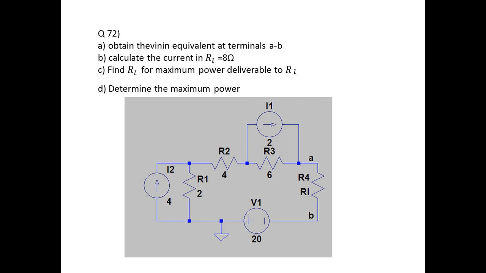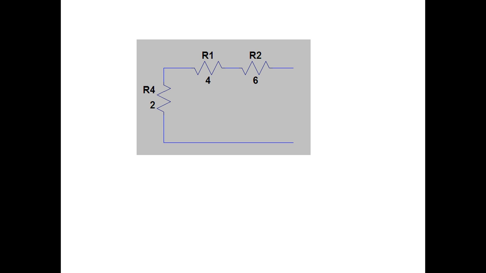Question 72. Obtain the Thevenin equivalent at terminals A and B. Calculate the current in RL, which is equal to 8 ohms. Find RL for maximum power which is deliverable to RL. Determine the maximum power. Now to find RTH, we have to short circuit all the voltage sources and open circuit all the current sources. On doing so, RTH is equal to 2 plus 4 plus 6, as all the 3 are in series, which results in 12 ohms.